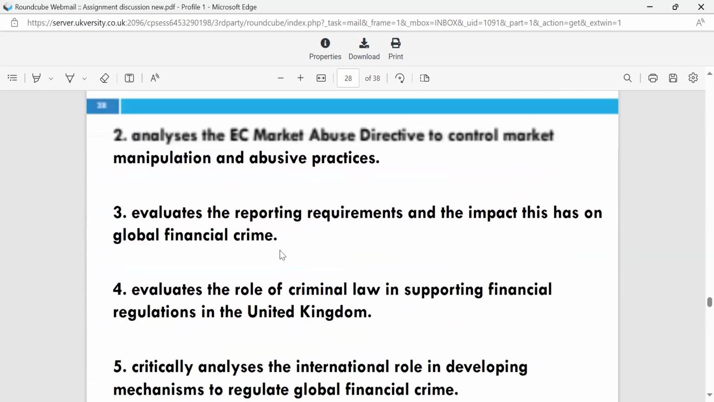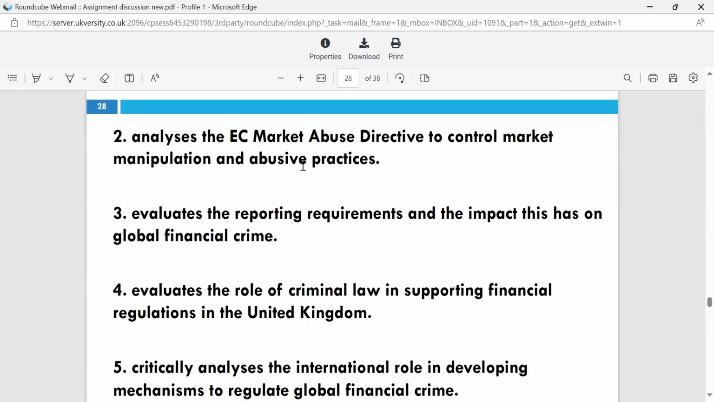Then you need to look at the second part, which is analyzes the EC Market Abuse Directive to control market manipulation and abusive practices. So this is the second part, and it needs to be, like I mentioned, in a heading, okay, and then you write under it. Do not change the command words. Number 3, evaluates the reporting requirements and the impact this has on global financial crime.